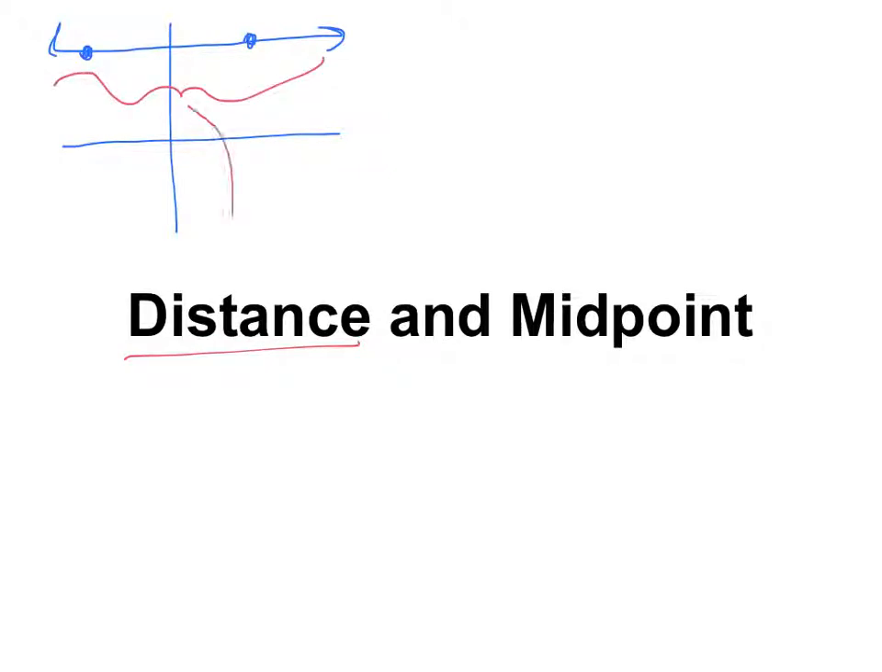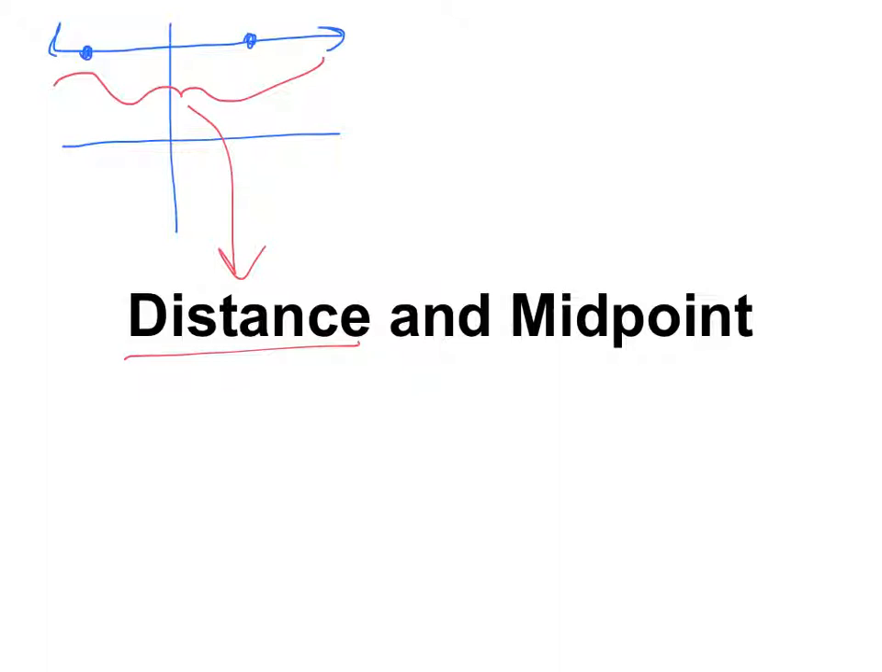The last section for this chapter is distance and midpoint. What distance and midpoint is: if you are given a coordinate plane and you are given 2 points on that coordinate plane and they form a line, the distance is just how far across those two are. So if I were to count those, that would give me the distance.